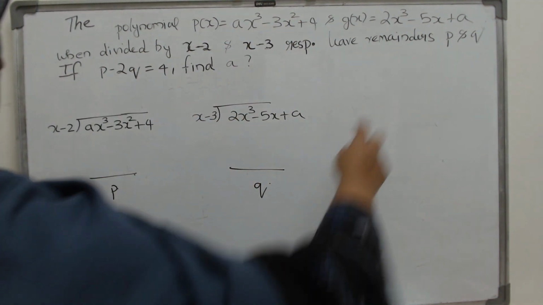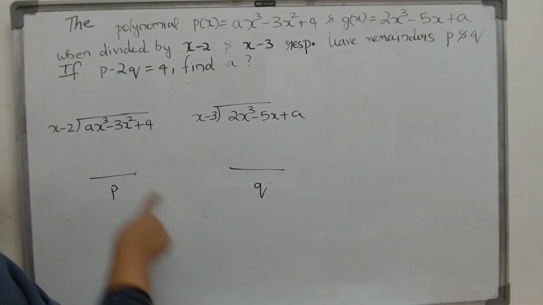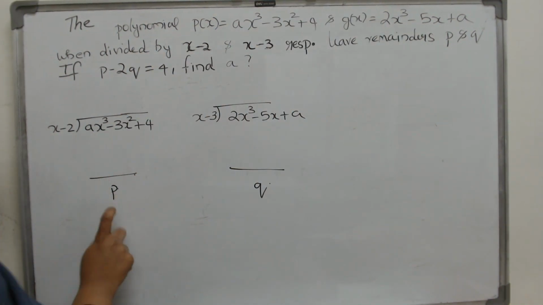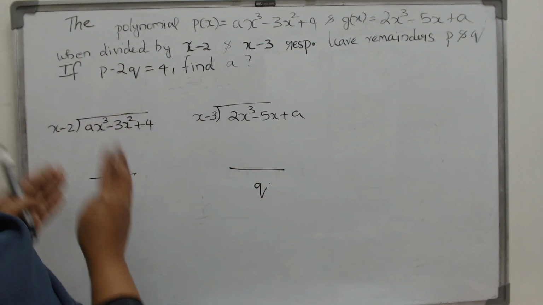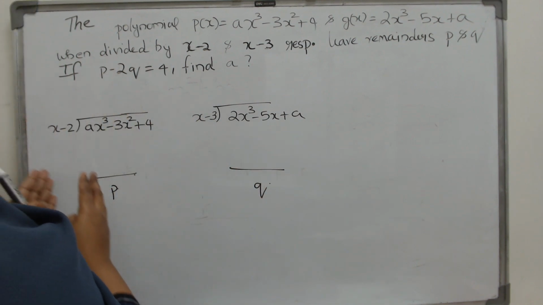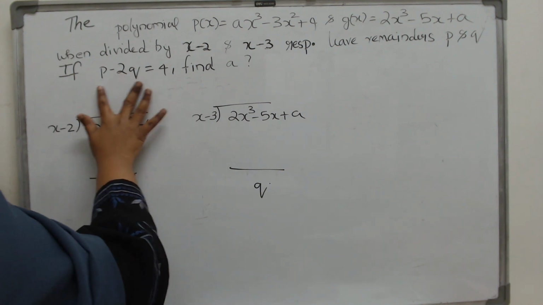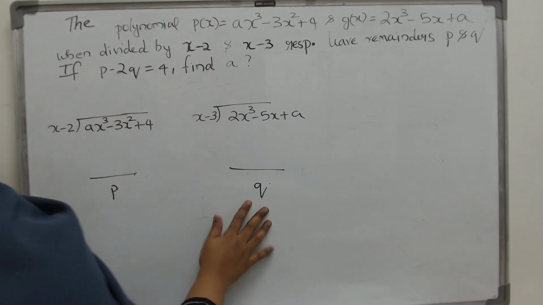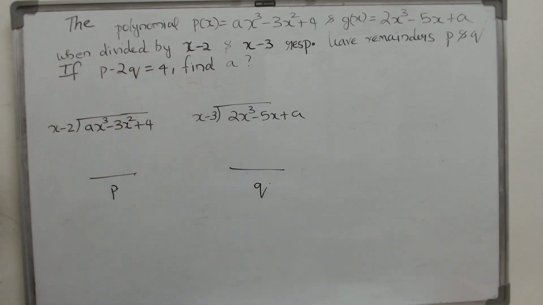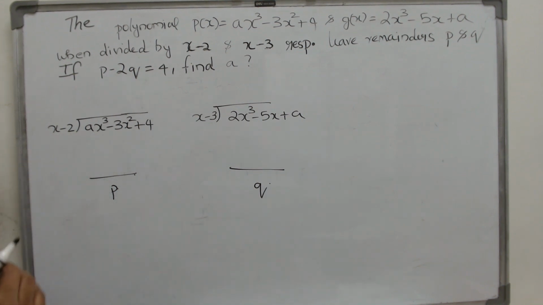Then what happens? They leave the remainders p and q respectively. That means the first answer is p, the second answer is q. So you have two different dividends, divisors and remainders. But then these two remainders are connected by this relation. p minus 2q will give you 4. Then what is the value of this a? That is what we have to find.